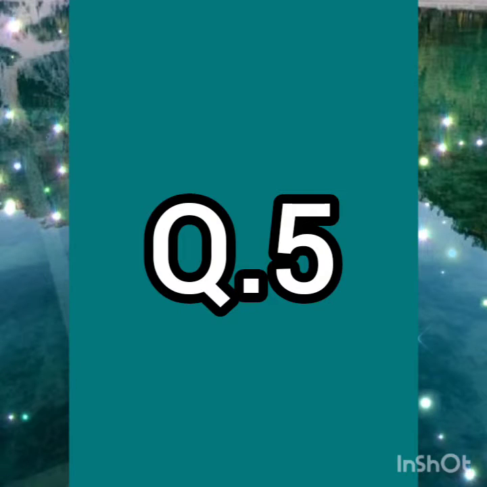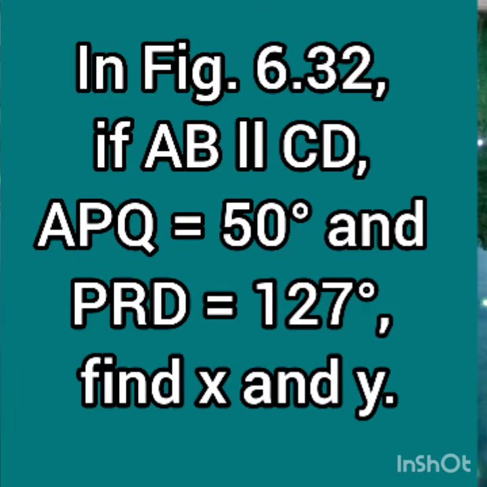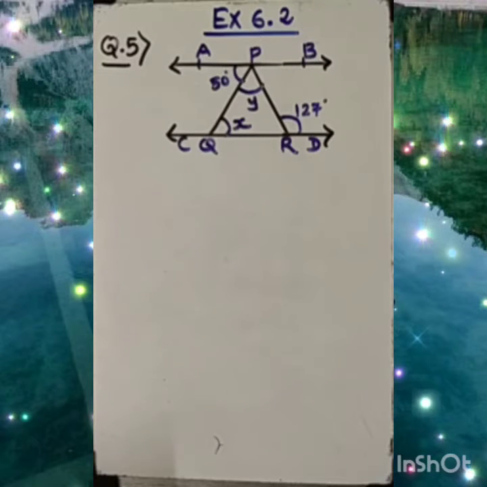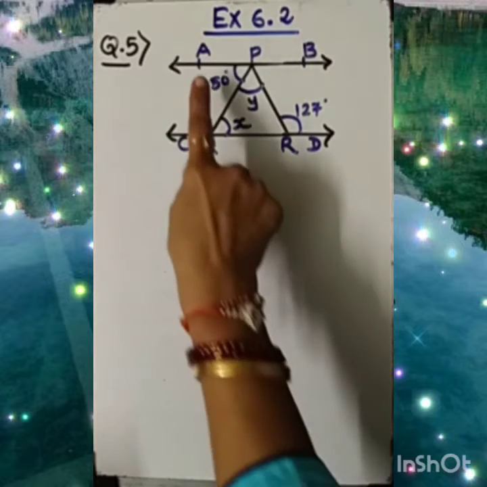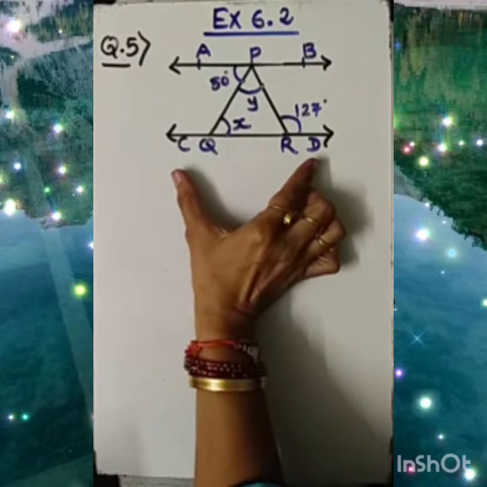Question number 5. In the figure, if AB is parallel to CD, angle APQ is equal to 50 degrees and angle PRD is equal to 127 degrees, find X and Y. So my dear student, the figure is here. It is given. Here you find AB, which is parallel to CD.